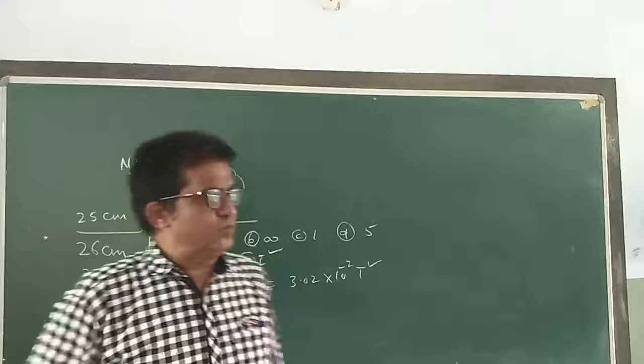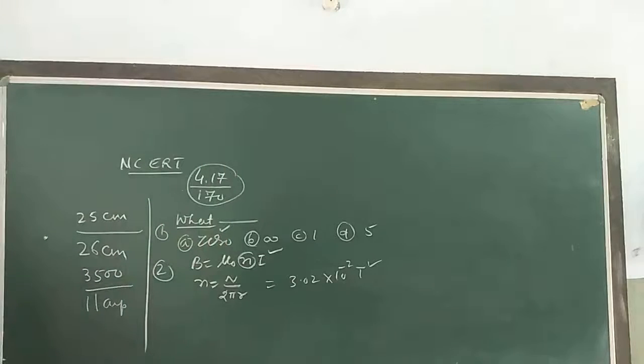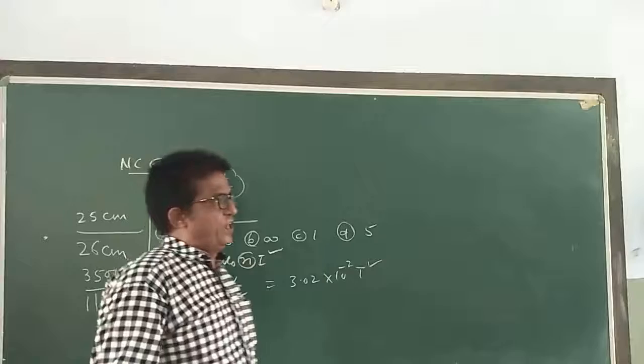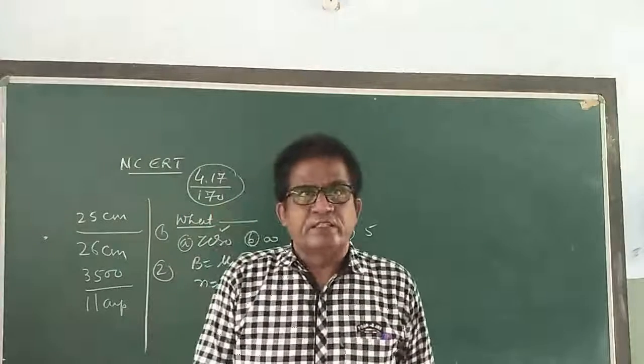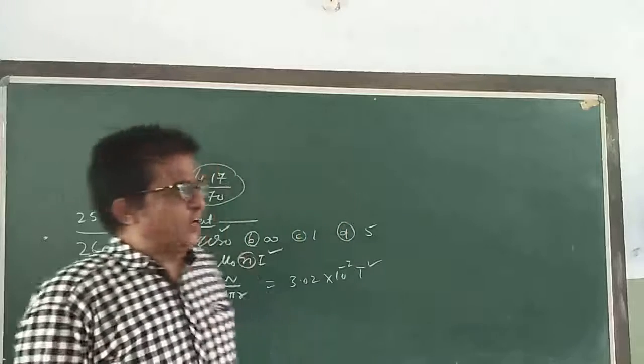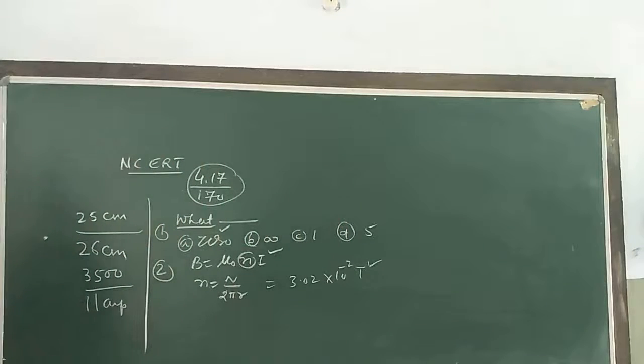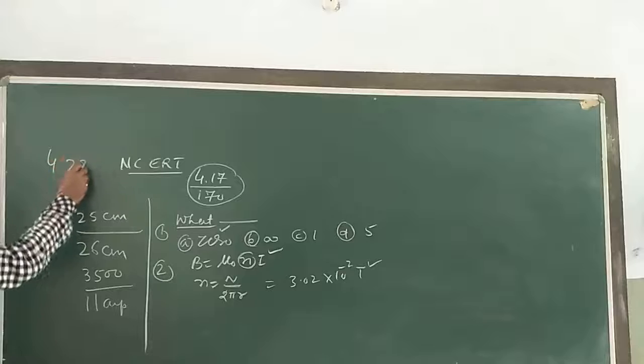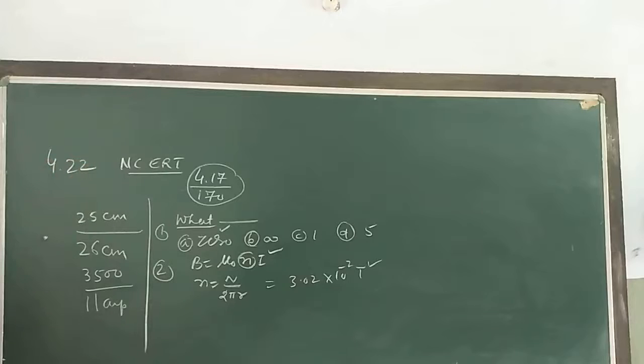Then, my dear children, what is the magnetic field in the empty space surrounded by the toroid? Again it is 0. So these are very easy questions to prepare as case study questions. 4.17, 4.1, 4.22. Write these question numbers, definitely you have to do them.